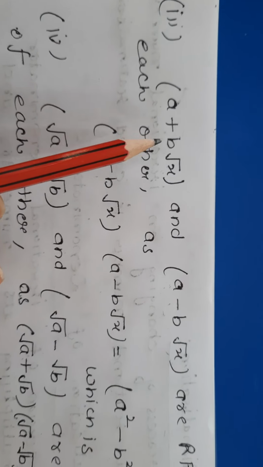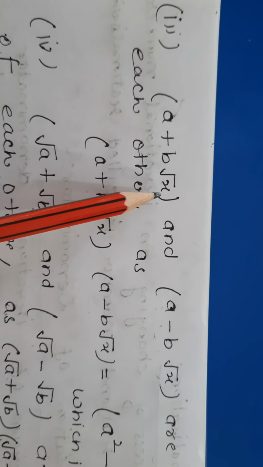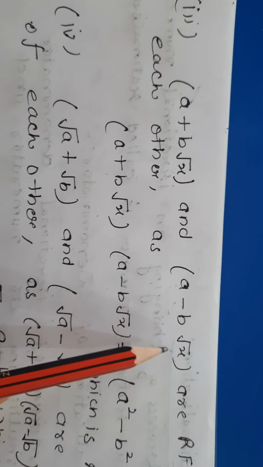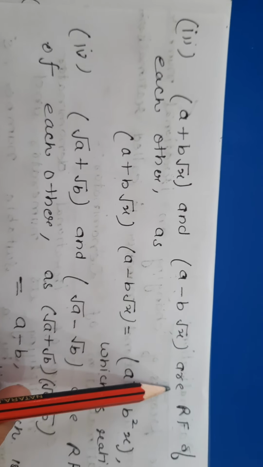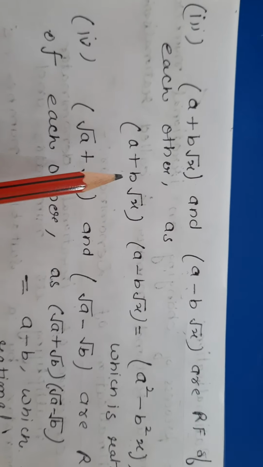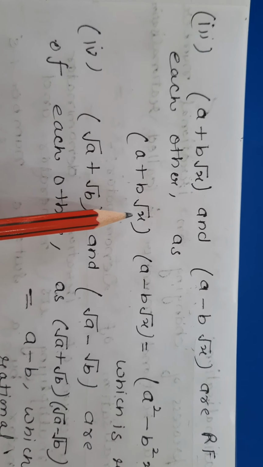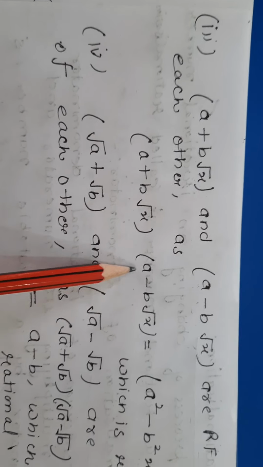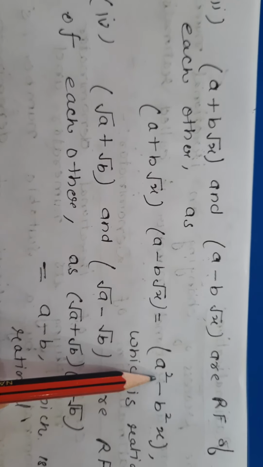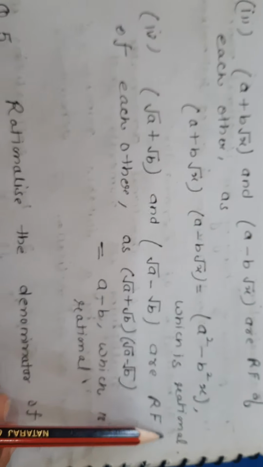Third, a plus b into square root of x, where I have taken x as a natural number, and a minus b into square root of x. These two are rationalizing factors of each other, as when you multiply a plus b square root of x with a minus b square root of x, you will get a square minus b square x. This is going to be a rational number.